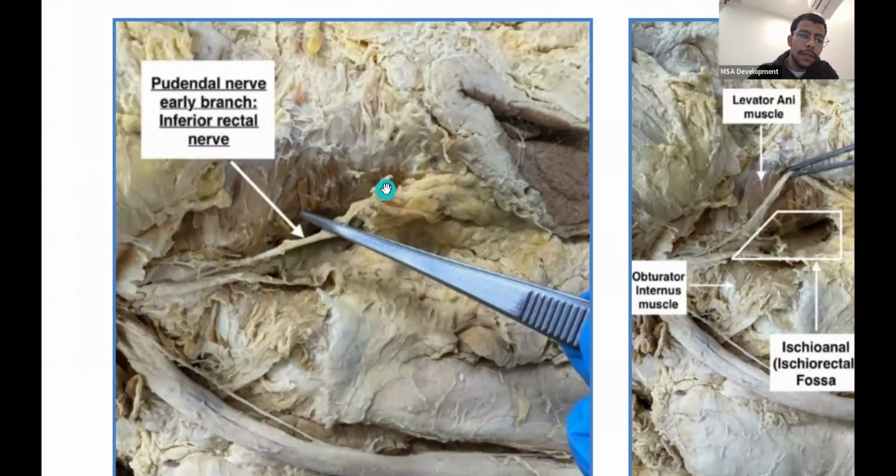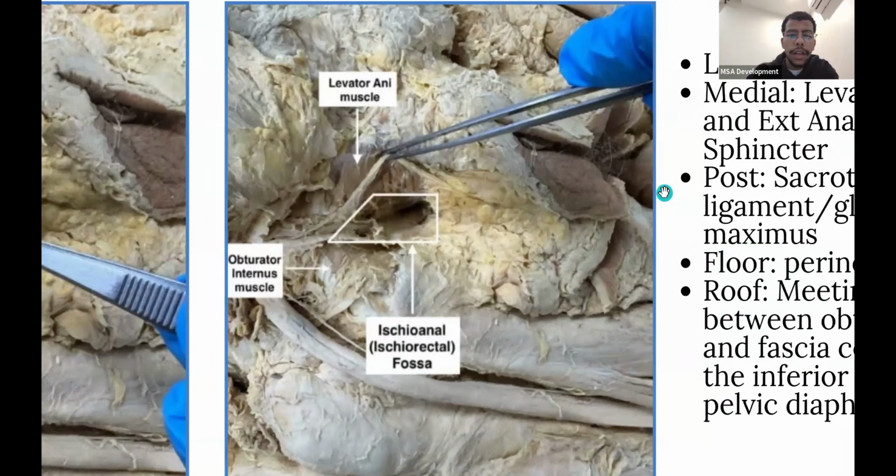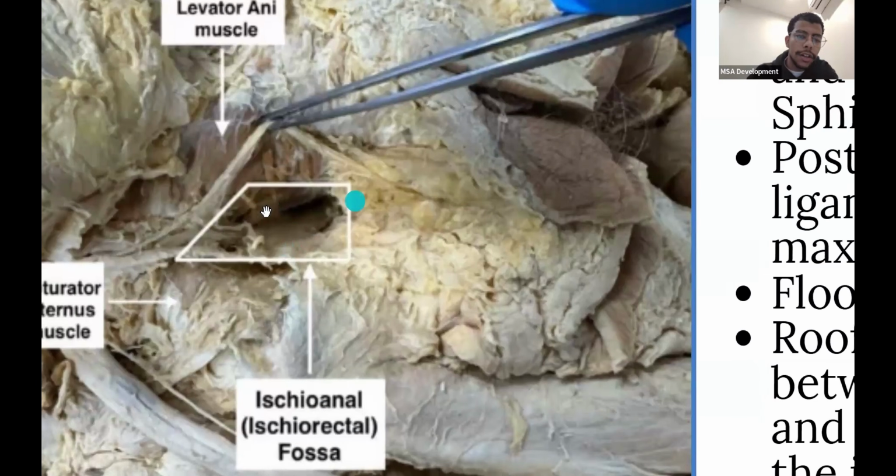Here, this is not the pudendal nerve. This is the inferior rectal nerve coming out of the pudendal nerve. Right? So the pudendal nerve is coming down. It's going to give the branch here that we mentioned earlier, which is the inferior rectal, because it's going towards the anus. Then, if you guys can see, there's the hole I mentioned earlier. There's the ischio-anal fossa.